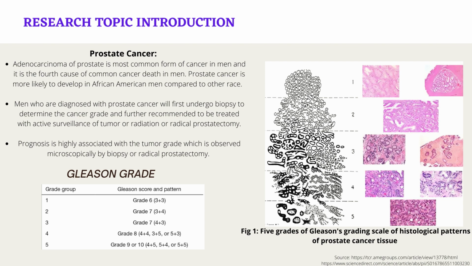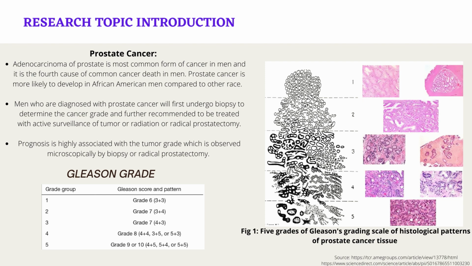For prostate cancer, with the Gleason grade, you will have 5 different grade groups. For grade group 1, your Gleason score and pattern will have a total of 6, which is 3 plus 3. Grade group 2 is grade 7 for 3 plus 4, and grade group 3 will be grade 7 as well, but here you will notice slightly different patterns.